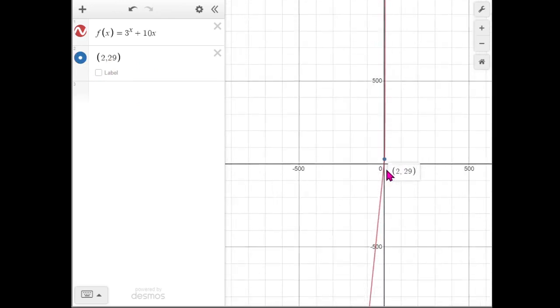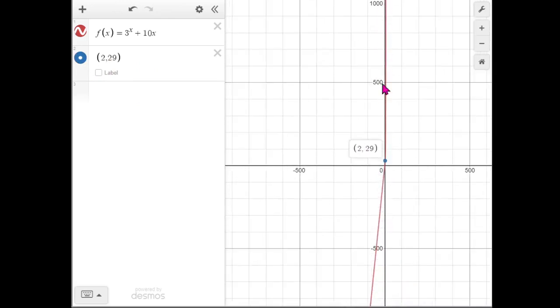Actually, the further you zoom out, the more it looks like a straight line, though it's not, and then you see this kind of bend that occurred right here.